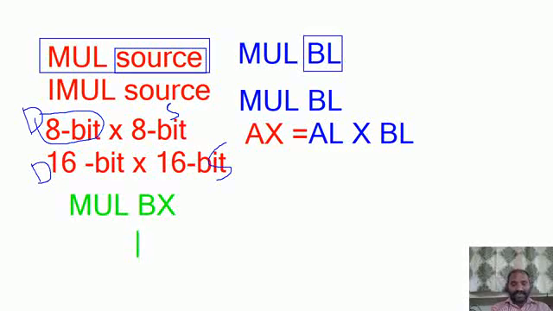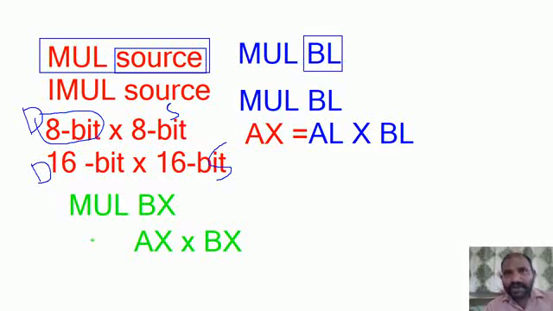So it is going to perform the multiplication between two 16-bit numbers. When we are performing the multiplication between two 16-bit numbers, the result is going to be a 32-bit number. When you are multiplying two 8-bit numbers, the result is going to be a 16-bit number, and that result is going to be in the AX register.